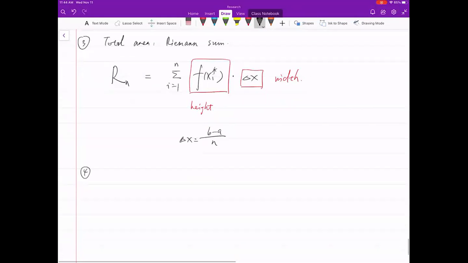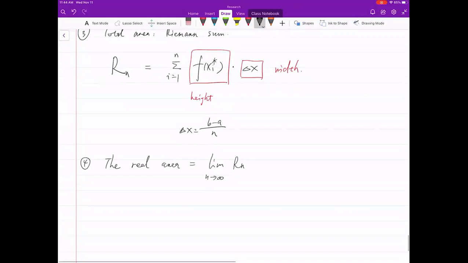Finally, number 4. The area, the real area, equals the limit as n goes to infinity of R_n, provided that the limit exists.